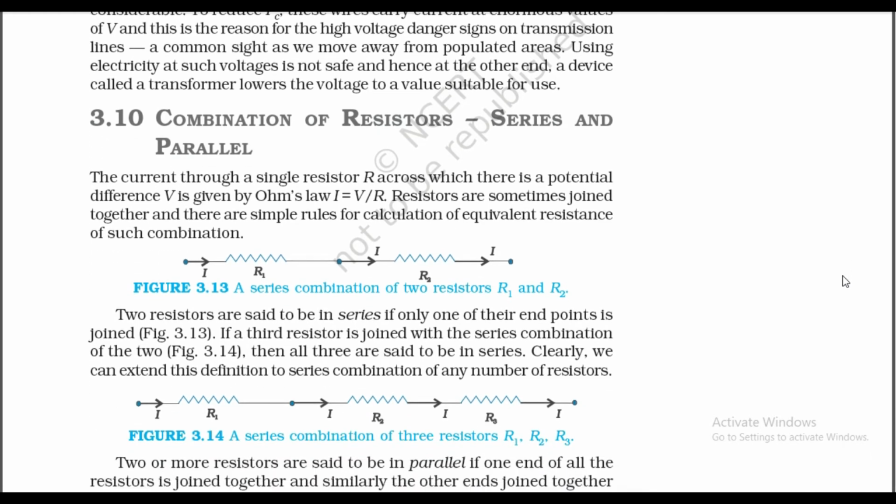3.10 Combination of resistors, series and parallel. The current through a single resistor R across which there is a potential difference V is given by Ohm's law, I is equal to V over R. Resistors are sometimes joined together and there are simple rules for calculation of equivalent resistance of such combination. Figure 3.13. A series combination of two resistors R1 and R2. Two resistors are said to be in series if only one of their endpoints is joined.